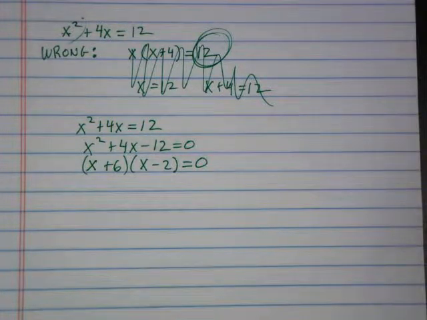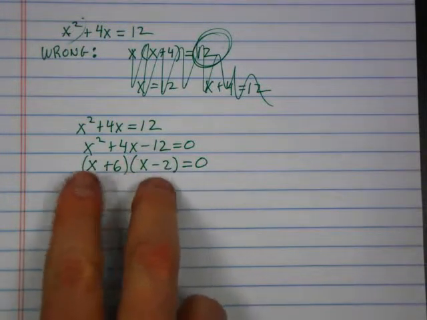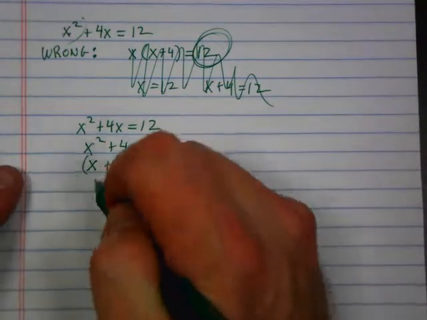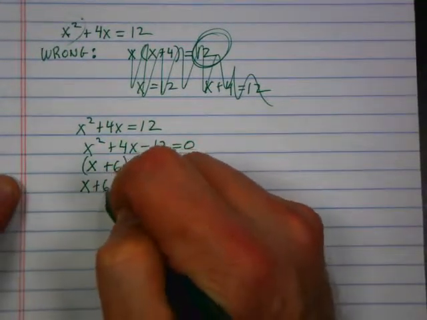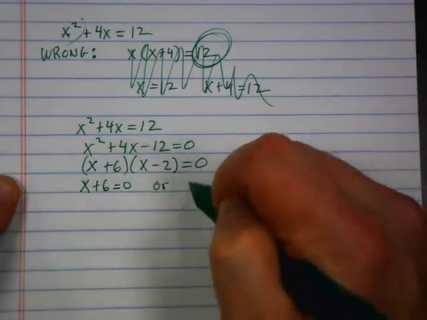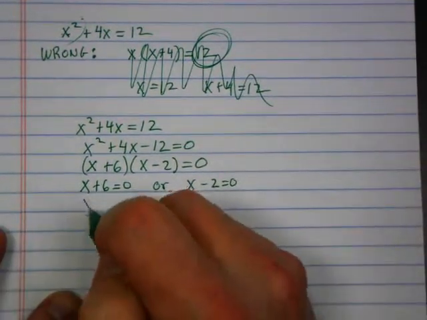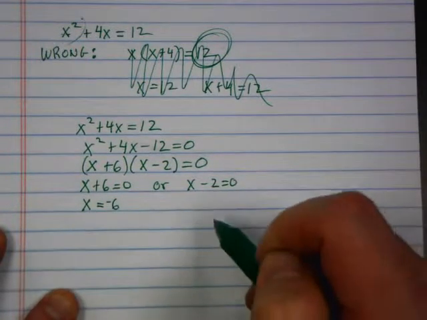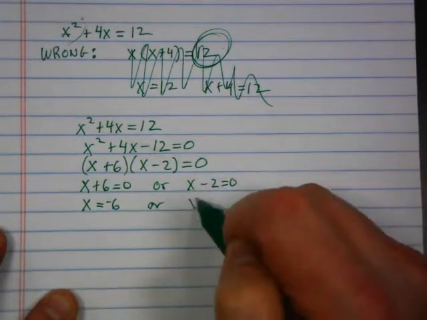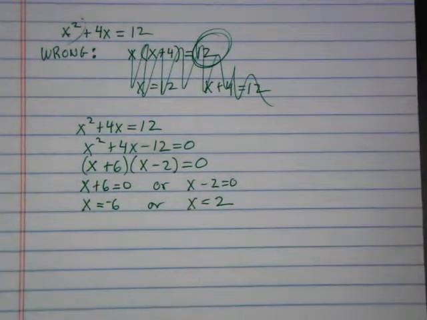That's our zero multiplication property. I'm multiplying two things together. I'm getting an answer of 0. The only way that can happen is that one has to be 0 or that one has to be 0. So here's the second answer. X equals negative 6 was the one you were missing, or x equals 2 was the one you had.